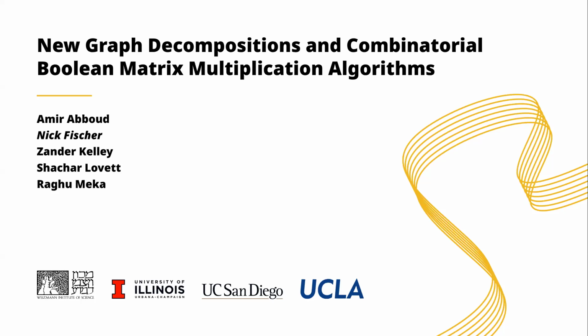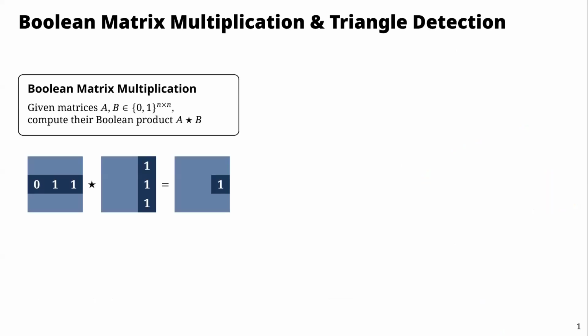So let me start with defining the Boolean matrix multiplication problem. In this problem, we are given two matrices, A and B, which have 0 and 1 entries, and the task is to compute their Boolean product. Now, this is defined somewhat differently than the normal matrix product. Still, every entry in the output matrix corresponds to an inner product of a row in A and a column in B. But this time, instead of just putting the inner product there, we put a 0 there if the inner product was 0 and a 1 if it was positive. So instead of computing the normal matrix product, we just put zeros where all zeros were and ones where positive entries were.